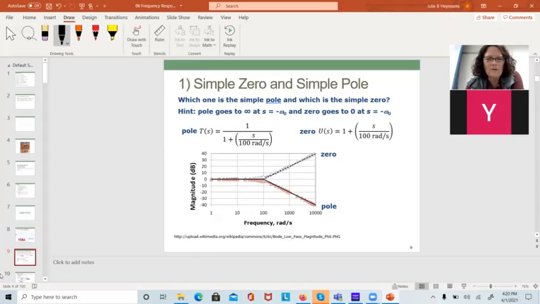A pole, remember, is places where the frequency, if I have a 0 in the denominator, causes the whole function to go to infinity. So poles are in the denominator, and this would be a pole at 100 radians per second in standard form. And the 0 is in the numerator, and it's places where when that goes to 0, the whole function goes to 0. And these are usually done as factors.